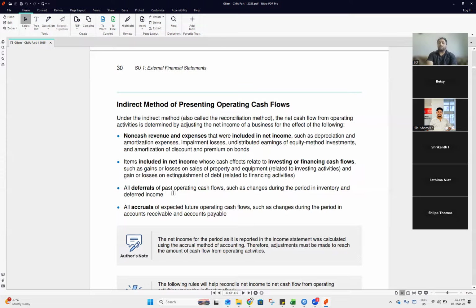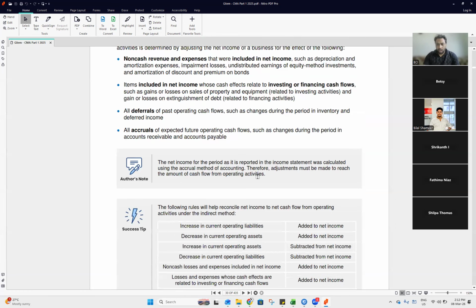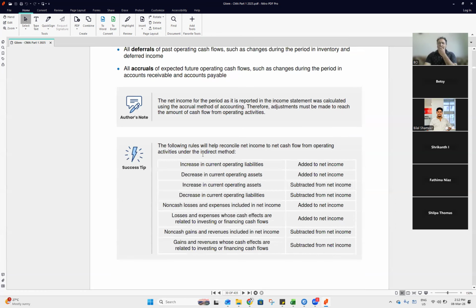Then all accruals of expected future operating cash flow, such as changes during the period in accounts receivable and payable, will be adjusted in the cash flow. Clear? This thing you have to remember, try to understand.